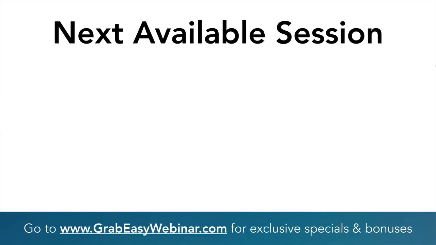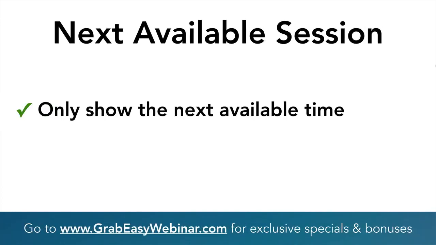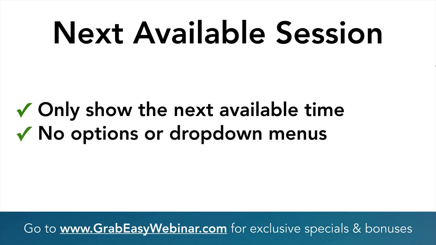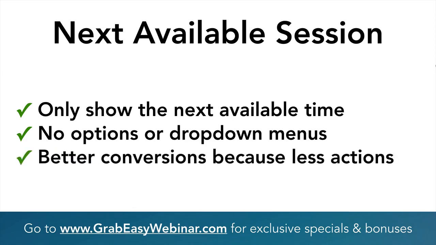And the next available session. This basically means that whenever they register, it will only show the next available session that's coming up. So it could be in 15 minutes, it could be in a week. Whatever it is, that is the only thing that shows on that registration page. So there are no different options, no drop-down menus to have them select anything. It literally is just, okay, the next webinar presentation starts on X date. So that's what this will do for you.